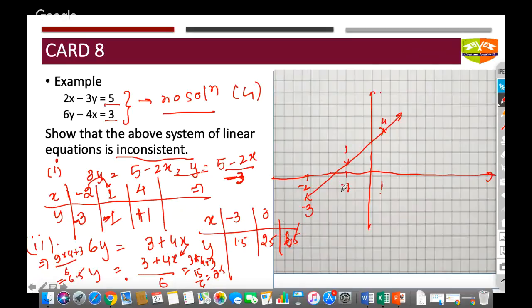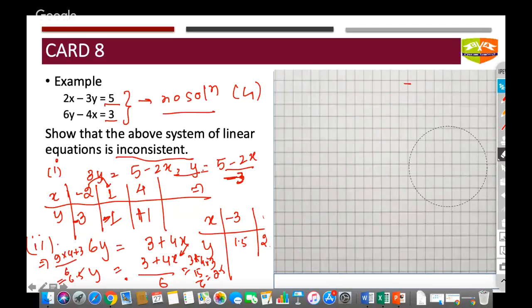Now what happens over here is at x is equal to -3, I get 1.5 here, which will be this point. At x is equal to 3, I get 2.5 here. So a line parallel to this will come. This line L1 should go from here, because at x is equal to 1, I'm getting a -1 here. So this probably gives me a better picture of how the lines have to be drawn.